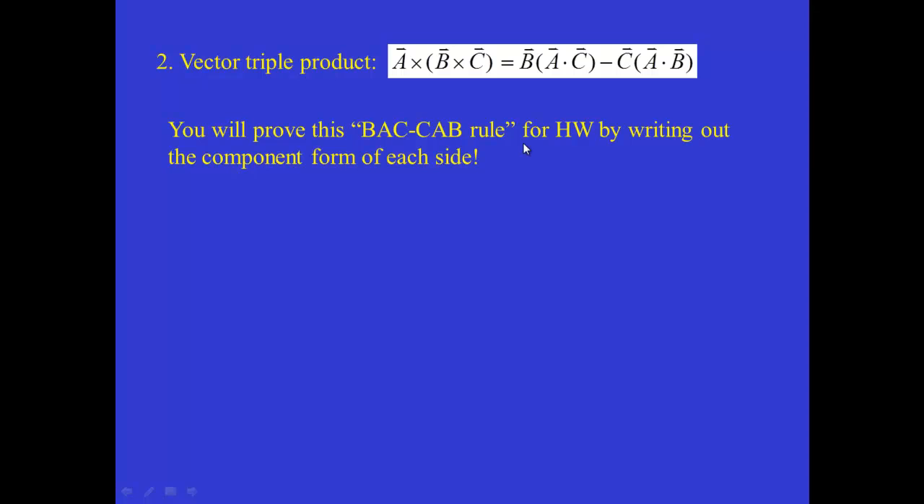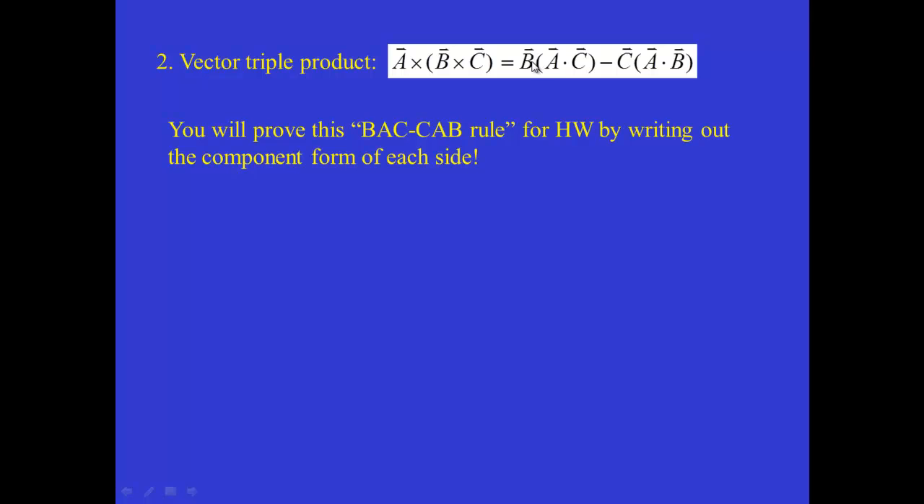Finally, what about the vector triple product, A cross B cross C? Well, this is relatively simple to write down, and you will show for homework that A cross B cross C can be written in the form of B times the dot product A dot C minus C times the dot product A dot B. And this is the so-called back cab rule because of the order in which these vectors appear on the right-hand side.